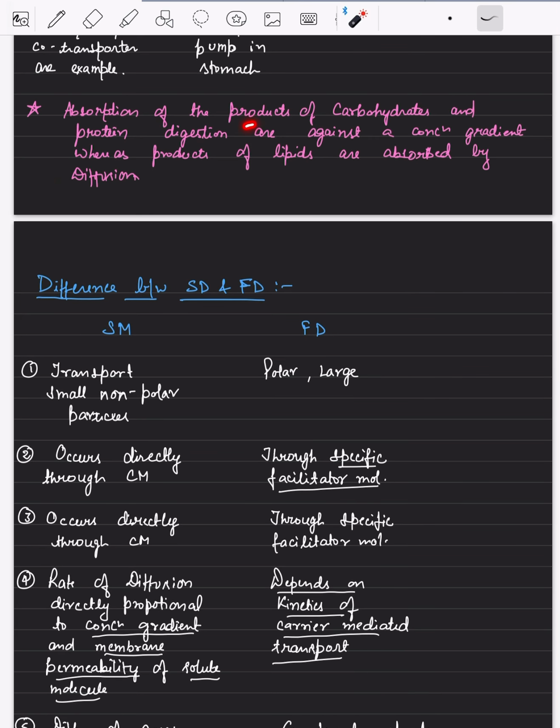The absorption of the products of carbohydrate and protein digestion is against the concentration gradient, whereas lipids are absorbed by diffusion. So very, very important. That's why it is mentioned in a different color. So carbohydrates and proteins are transported against the concentration gradient, whereas lipids are absorbed by diffusion.